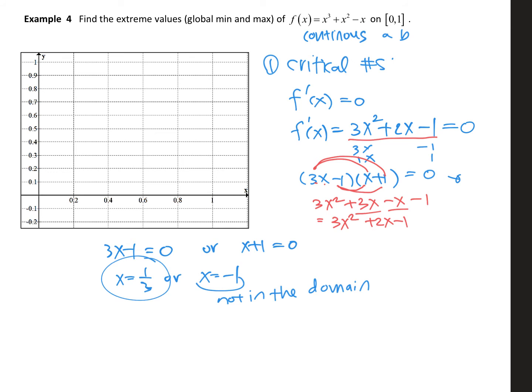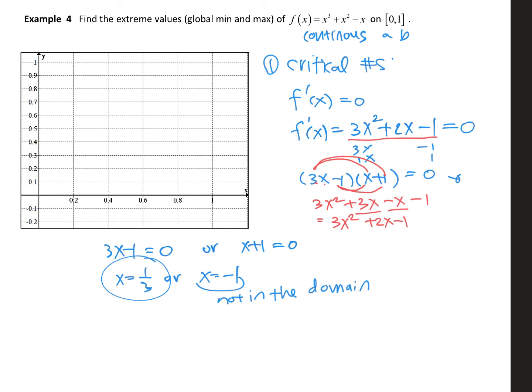Is there anywhere the derivative doesn't exist? This is a polynomial, so the derivative exists for all x. But if your derivative was like 1 over x or something, then at x equal to 0 the derivative is not defined, right? In this case, the derivative is defined everywhere. So that's my critical number.